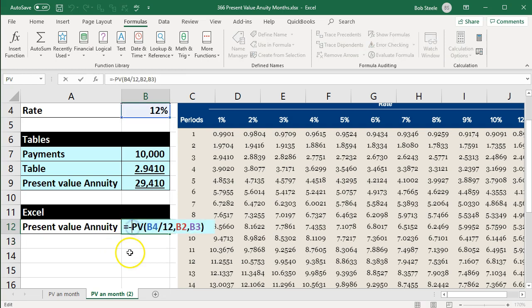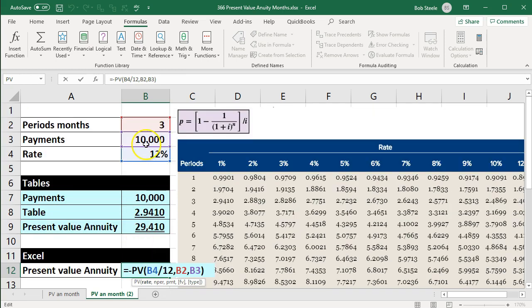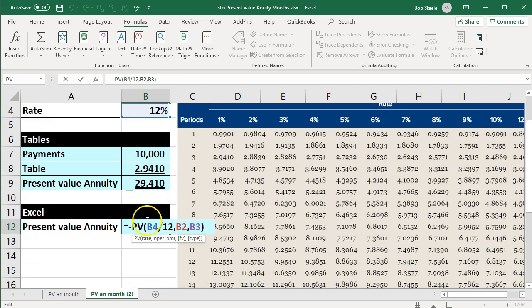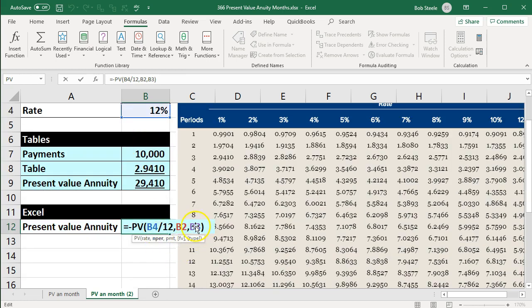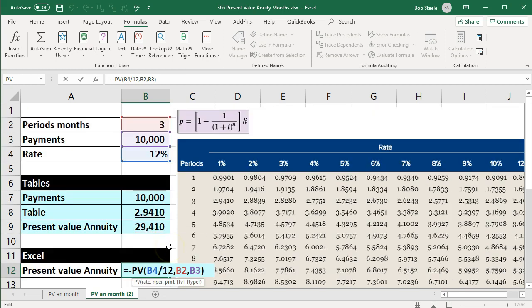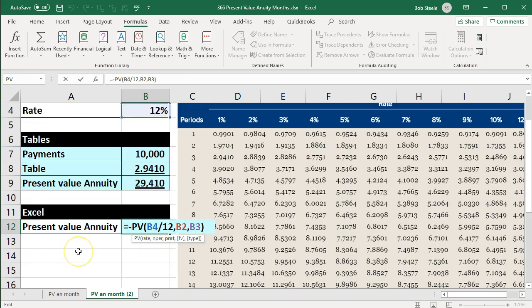Now we could just type this in if we so choose, and it's not too difficult to do that. We'll say equals negative present value. And then we'll go through the arguments. The rate up top is in B4, 12% divided by 12. And then we'll say comma, and we'll go to the next argument, which is the number of periods, B2, which is 3. And then we'll go comma, and then go to the next argument, which is the payment, which is, of course, the 10,000, and enter.